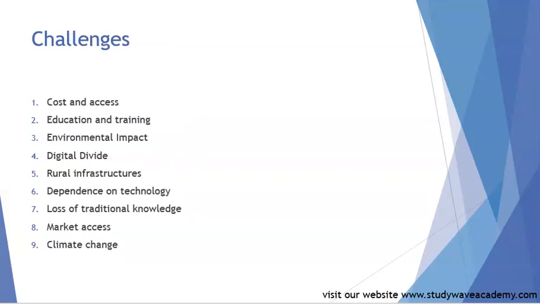Okay? We have cost and access. One significant challenge is the cost of adopting modern agricultural technology. Many small-scale farmers, especially in developing countries, may find it difficult to afford advanced machinery and equipment. Education and training. Farmers need training to effectively use new technologies. Lack of access to education and training programs can hinder the adoption of modern agricultural practice.